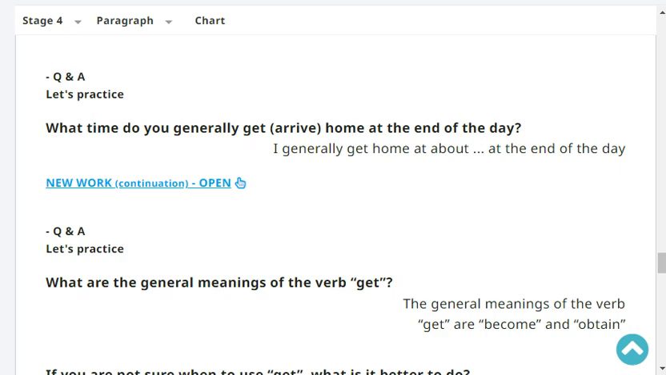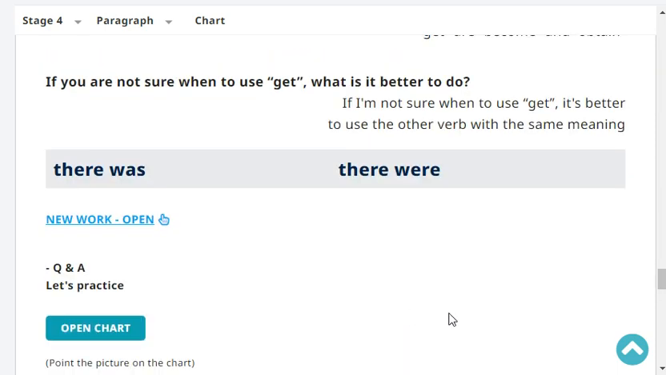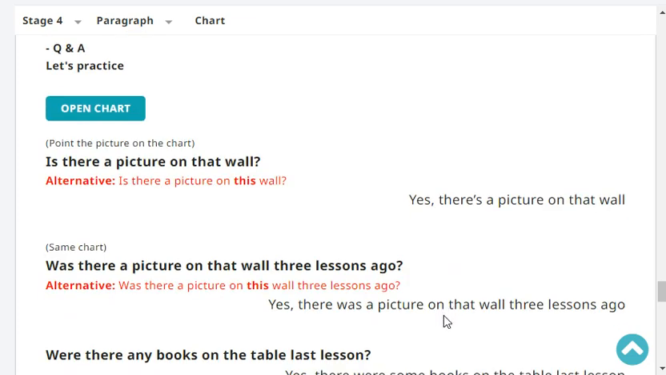Is there a picture on that wall? Yes, there is a picture on that wall. Was there a picture on that wall 3 lessons ago? Yes, there was a picture on that wall 3 lessons ago. Were there any books on the table last lesson? Yes, there were some books on the table last lesson.